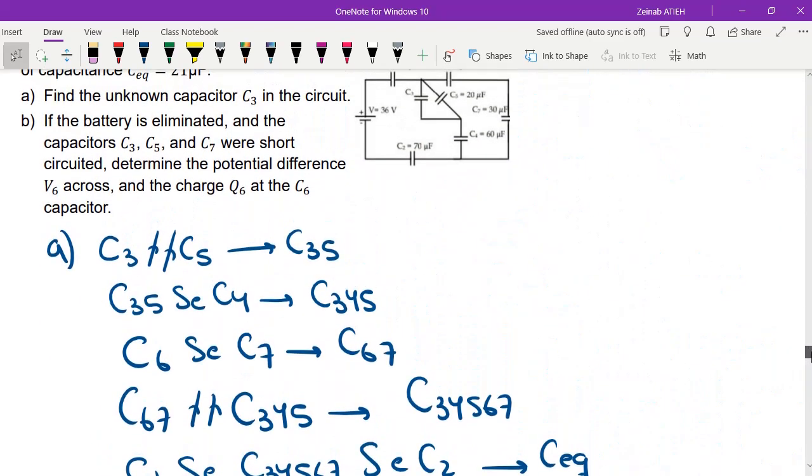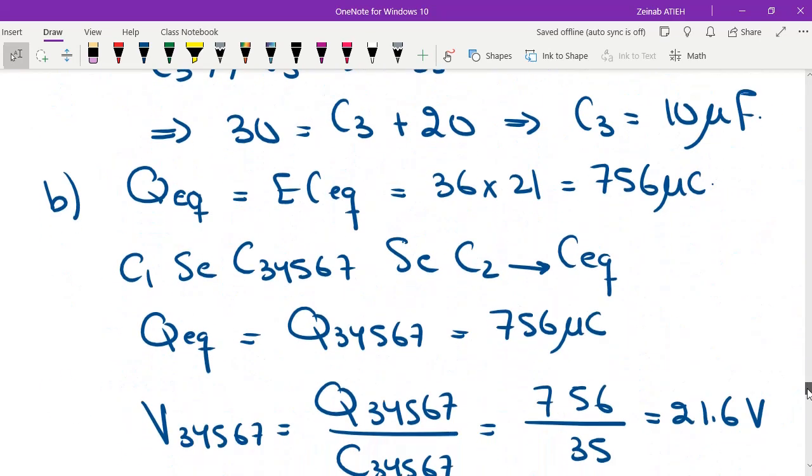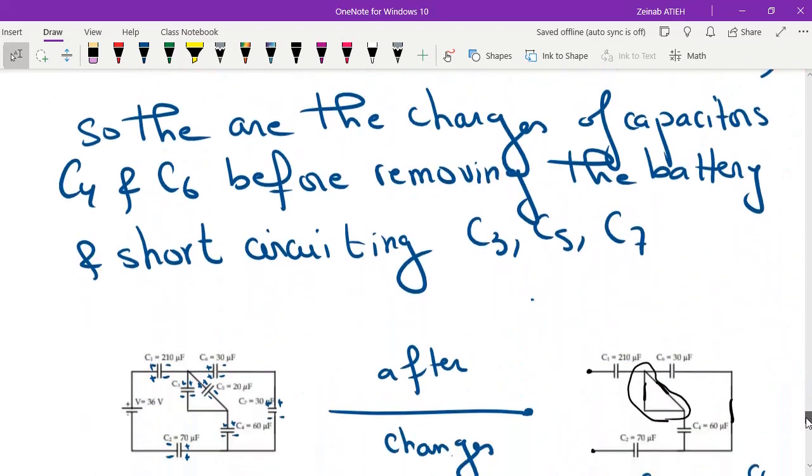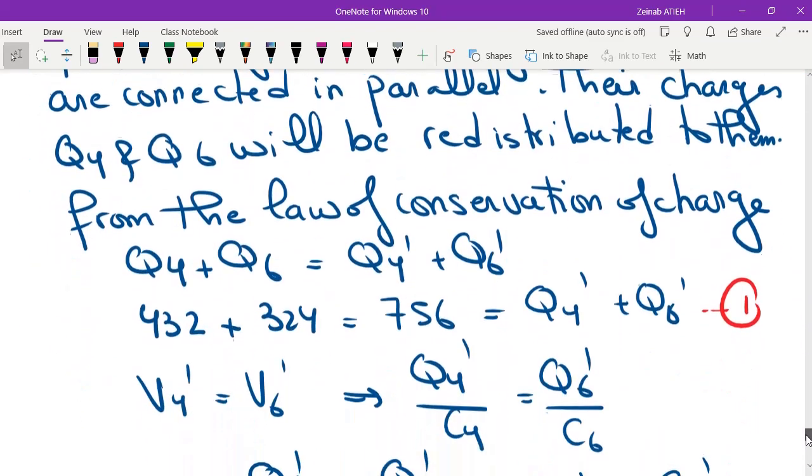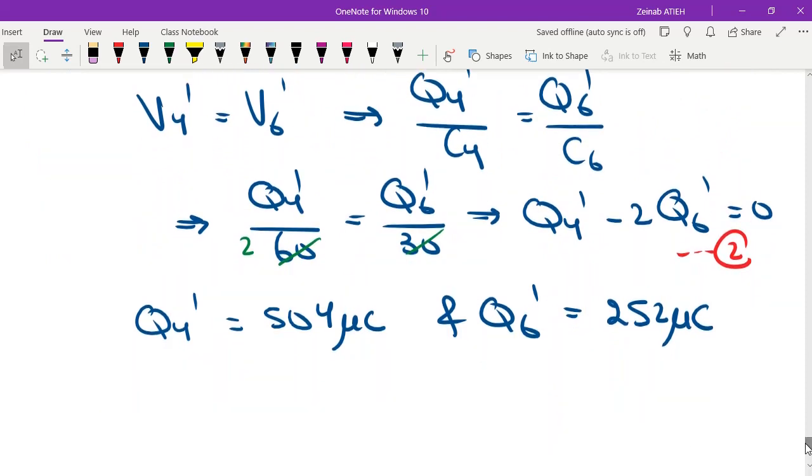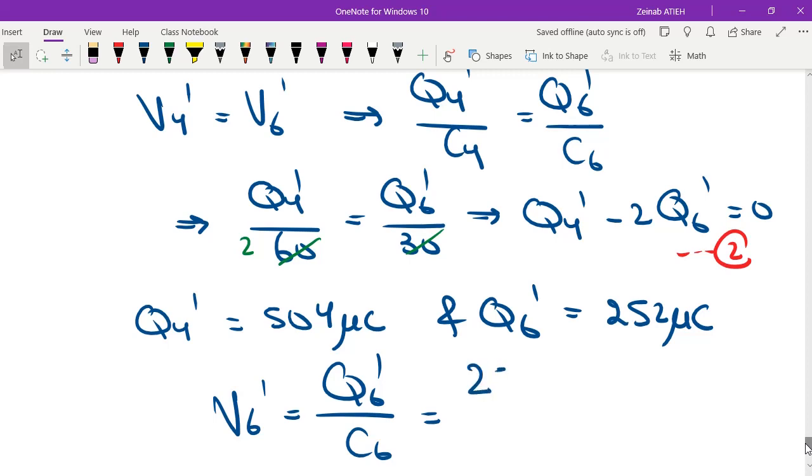Where's the question؟ بدو potential difference across C. بدو potential difference V6 will charge Q6 لل C6. So he's asking for Q6 prime and V6 prime. أنا هيك سميتهم بالحل. So they are called Q6 prime after equilibrium and V6 prime after equilibrium. So V6 prime is equal to Q6 prime over C6, which is 252 over 30. This will give us 8.4 volt. And this is the answer.